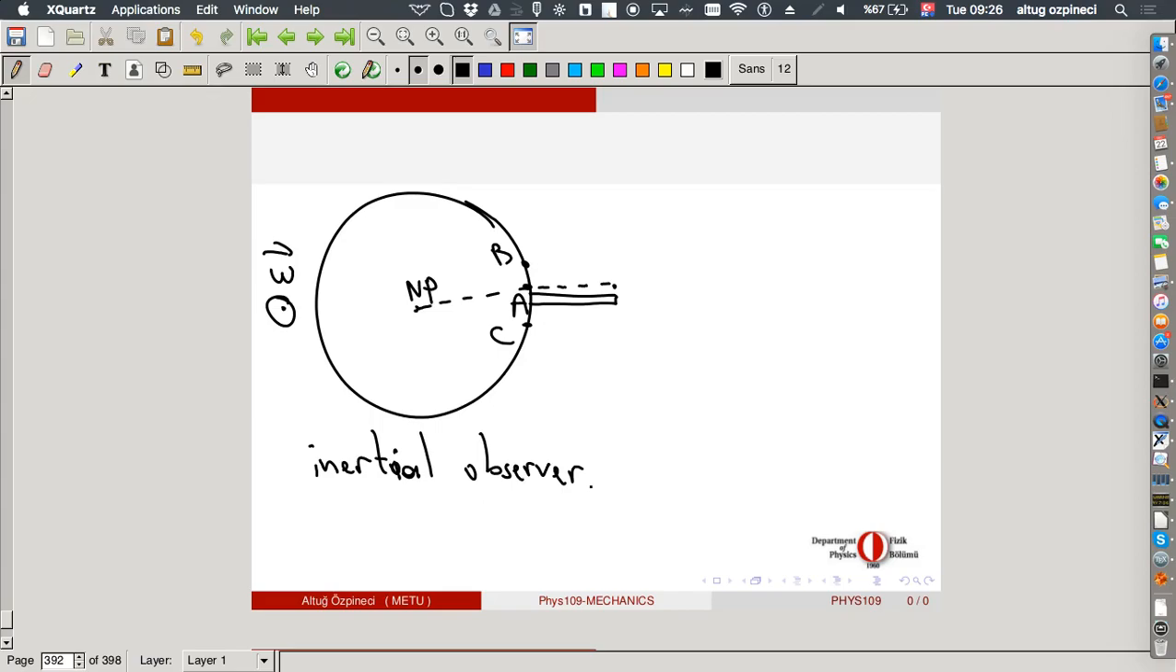So how many of you think it will fall at the point A? This point A is on the line connecting that point to the center of the Earth. How many of you think that it's B? And C? Okay, so let's see. A group? Here is the B group.